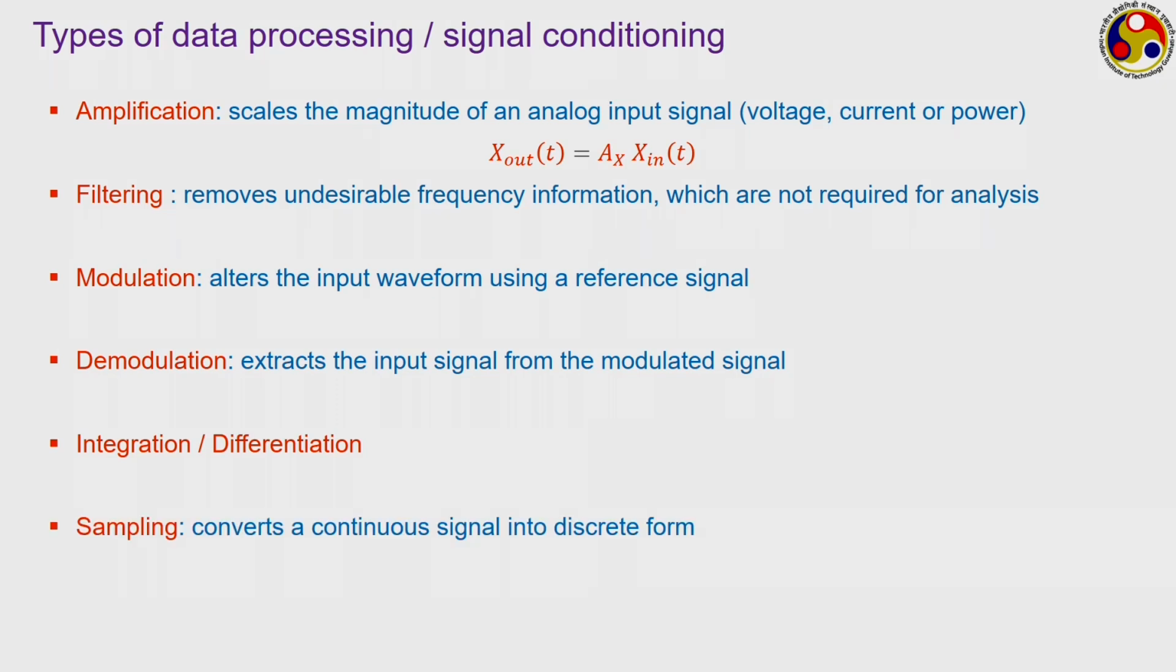Sampling, we have discussed in the previous week, where we convert a continuous signal into a discrete form, and the corresponding analog to digital or digital to analog conversion. Sampling and these two conversions we have already discussed in the previous class. Let us quickly discuss amplification and filtering, and very briefly the integrator and differentiator. Modulation and demodulation we are not going to talk about here because they require intricate knowledge of electronics.